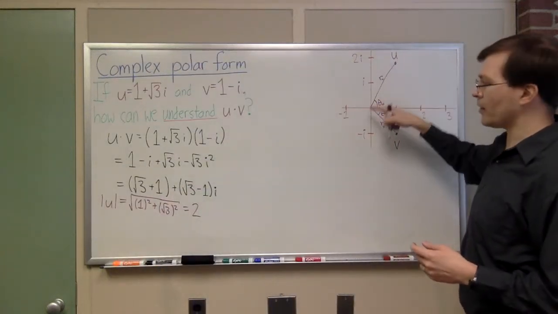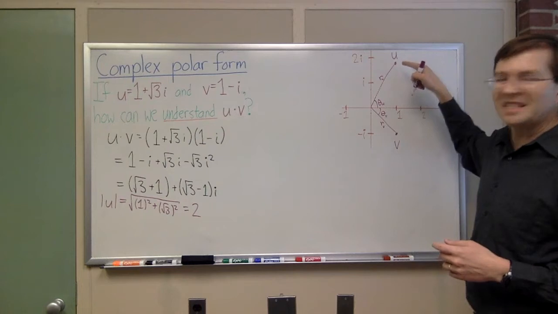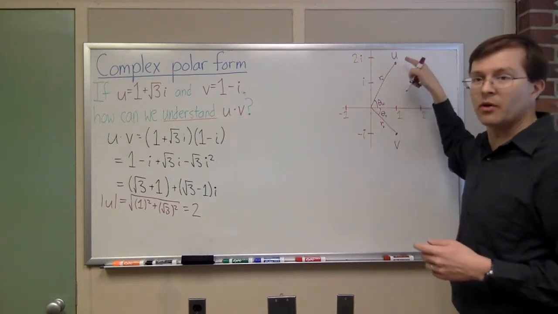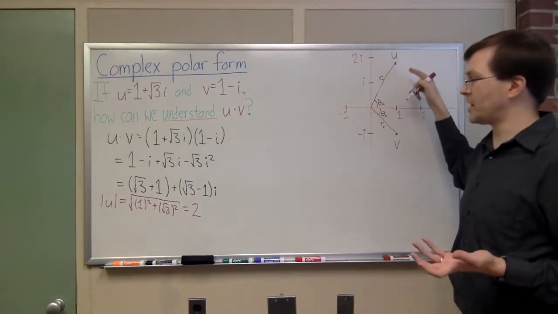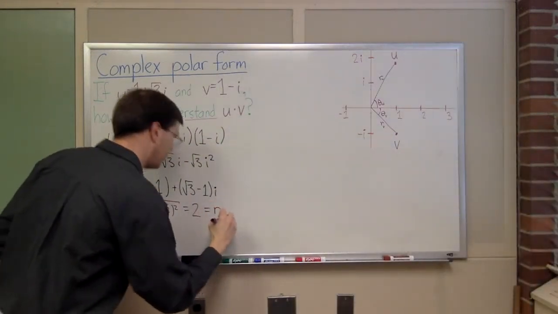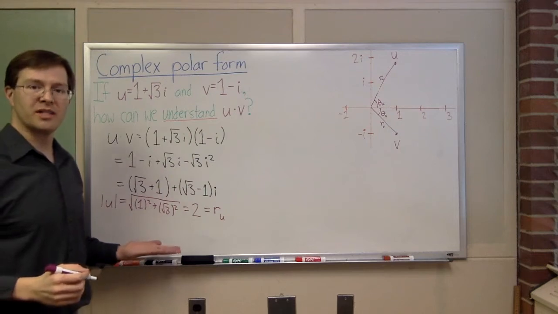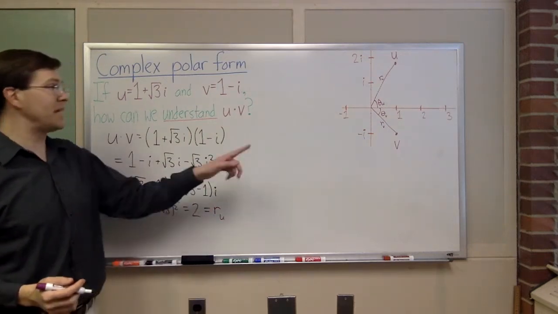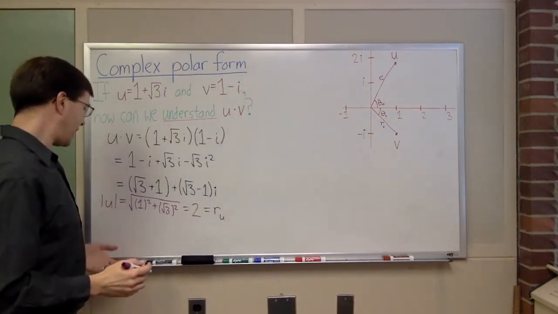It's this r, the radius, the distance from the origin, from 0 to the complex number u, to that point. So I guess I could have called this ru. That's what that ru is. It's the absolute value of the complex number. So there's a meaning to that distance in the picture.